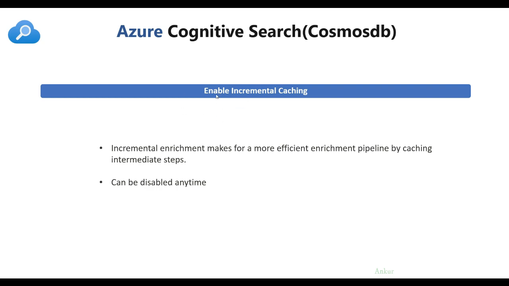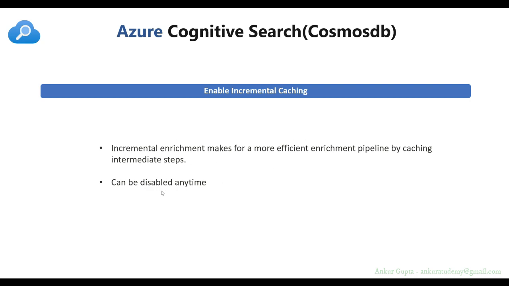In this lecture, we will quickly see how you can enable incremental caching in your indexer. Now, incremental enrichment makes your whole enrichment pipeline process efficient by caching intermediate steps. So let's say you have multiple skill sets in your enrichment pipeline. You can always cache your outputs in a blob storage by enabling incremental enrichment in the indexer, and only those rows will be executed through the web API skill set or any other skill set for which the input has changed.